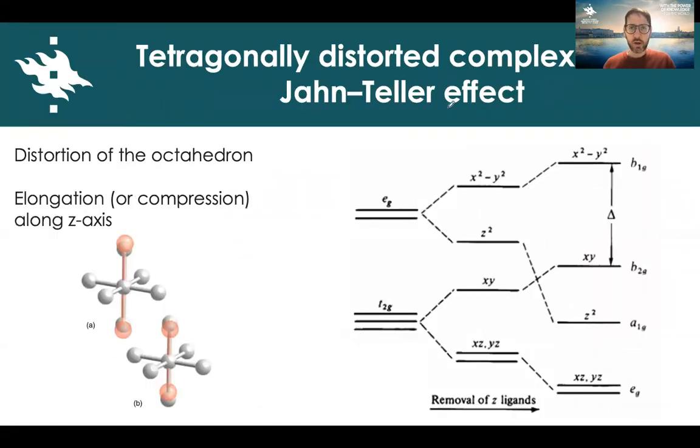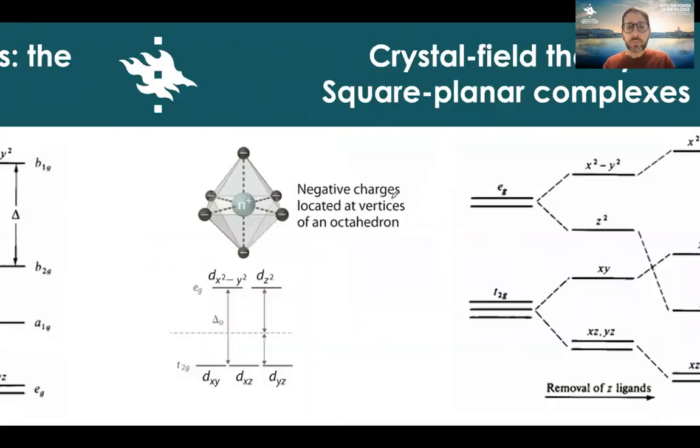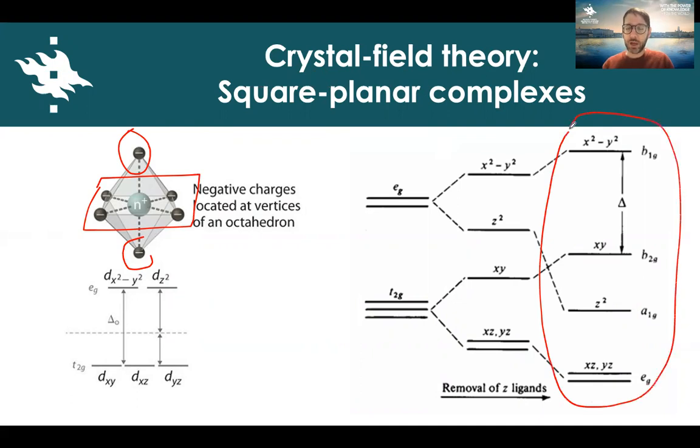And then we saw that we can also distort the octahedral to have a tetragonal distortion, with a different splitting of the d orbitals relative to the octahedral complex. If we continue this distortion to the point in which the ligands along the z direction are removed, then we are left with a square planar four-coordinate complex, which has its corresponding pattern for the splitting of the d orbitals.